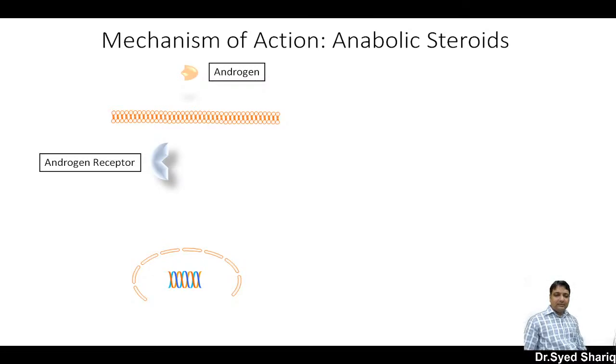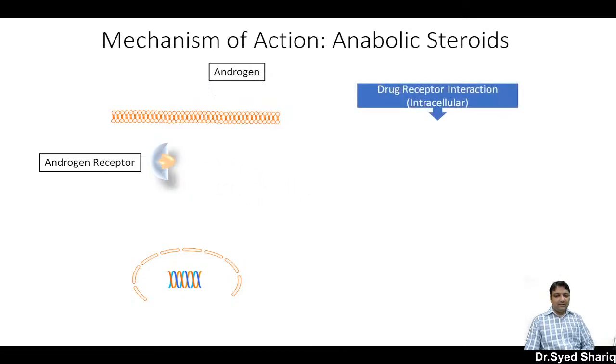The androgen receptors usually are there in the cytoplasm. You know the cytoplasm is a very chaotic place. It can be degraded very easily. These receptors are just proteins, and therefore to protect themselves from the degrading enzymes, they are protected by a protein called HSP, or heat shock protein. Now, what happens is that the androgen goes into the cell and it replaces this HSP. So there is a drug receptor interaction happening between the androgen and the androgen receptor.